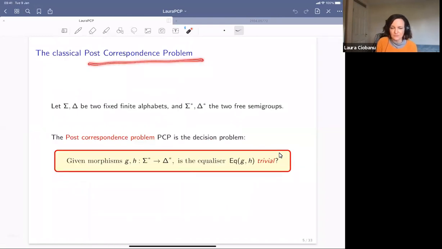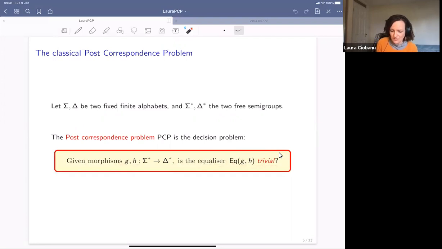So what is the post correspondence problem? Well, let's decide what structures we want to look at. The classical problem takes two finite alphabets, let's say sigma and delta, and just looks at the free semigroups, or free monoids rather, but I'll just say semigroups, sigma star and delta star. So these contain all the words on the two alphabets. And so the post correspondence problem, PCP from now on, to not twist my tongue too much, is: given two maps G and H between these two free semigroups, is the equalizer trivial? It's not so much about structure, it's just simply the set that we looked at before, trivial or not.